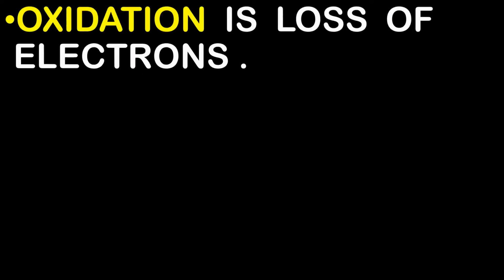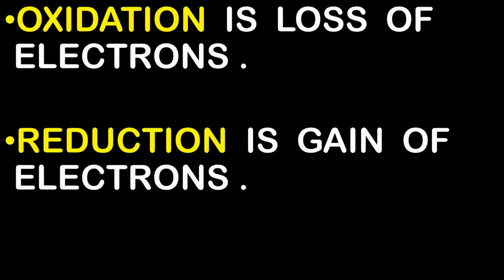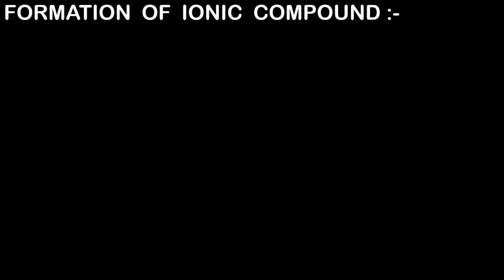As we all know, oxidation is loss of electrons and reduction is gain of electrons. This is the basic knowledge that we all know. Now, keeping this in mind, let us understand the formation of an ionic compound, and let us consider sodium chloride, which is an ionic compound.